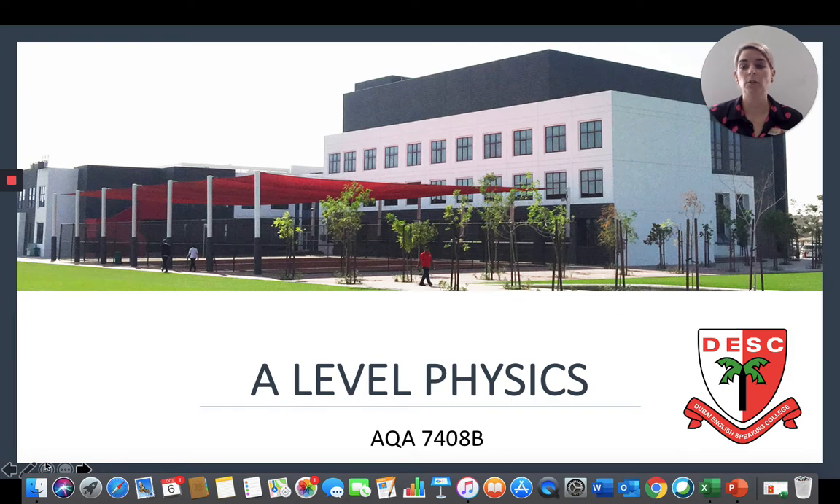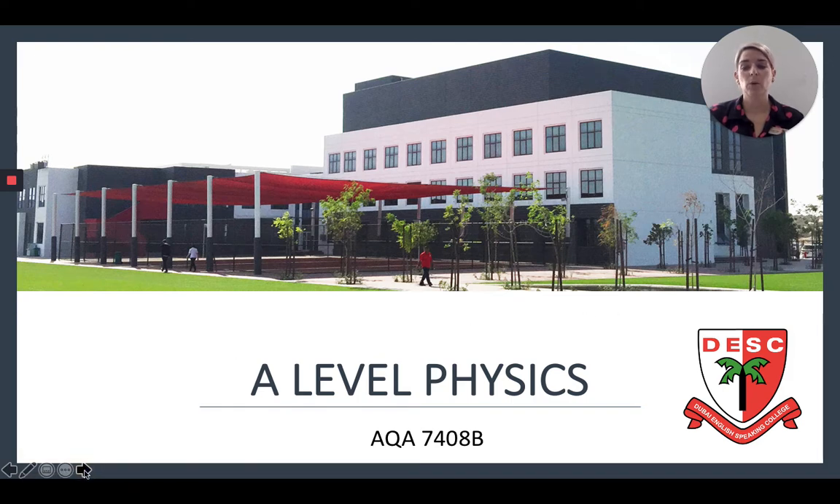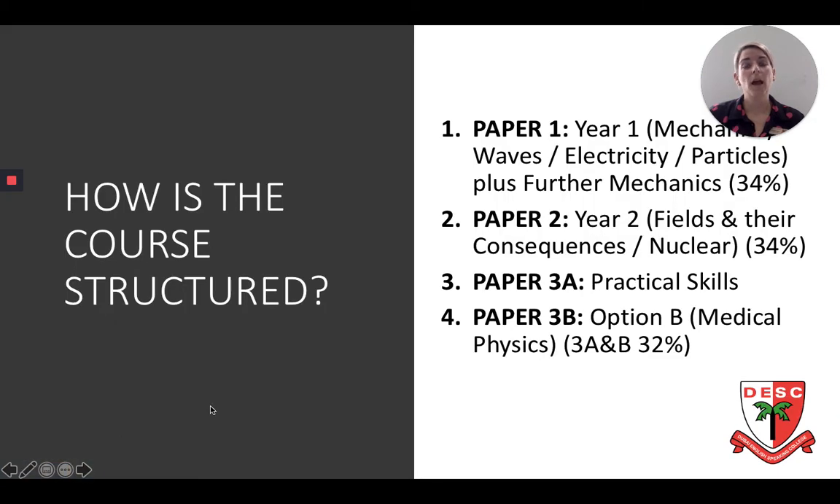How is our course structured? Our course is broken up into 4 exam papers. Paper 1 is an assessment that covers the work that we've studied in the first year of the course. The topics covered in this part of the course are a mix of traditional physics as well as some new and exciting emerging physics. Paper 2 covers the topics that we study in the second year of the course. Both paper 1 and paper 2 are 34% each.